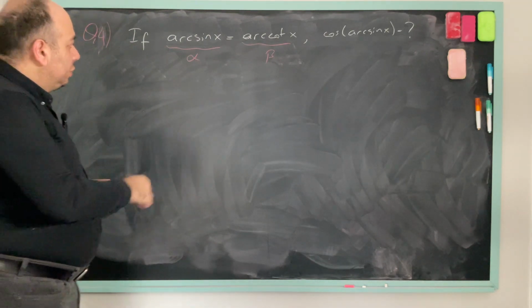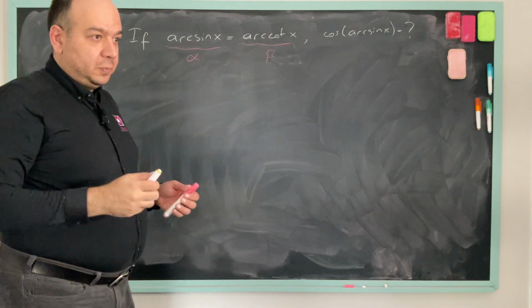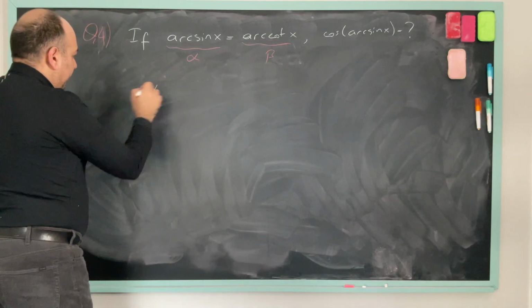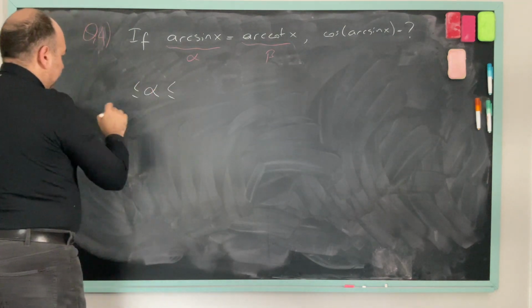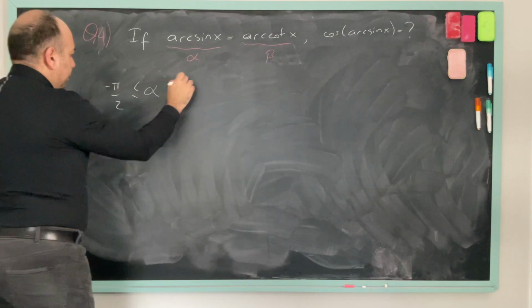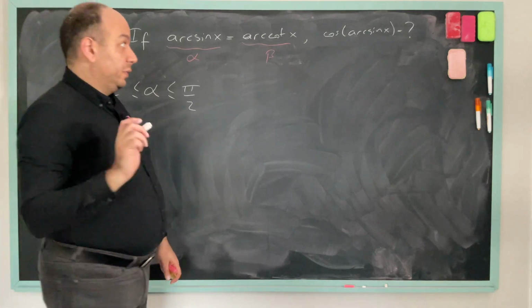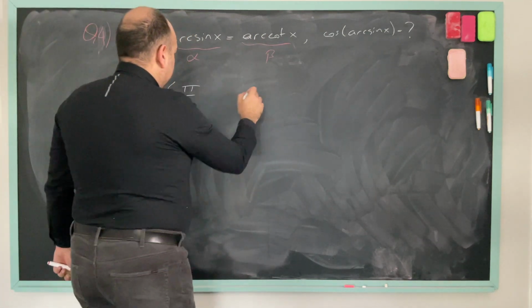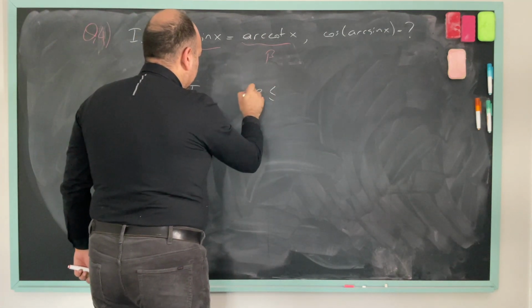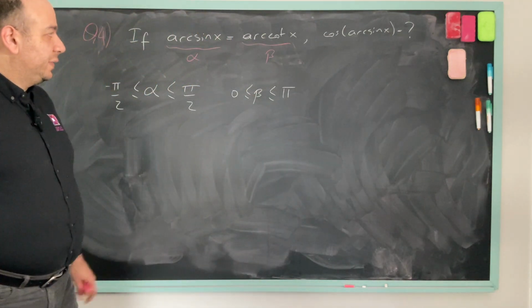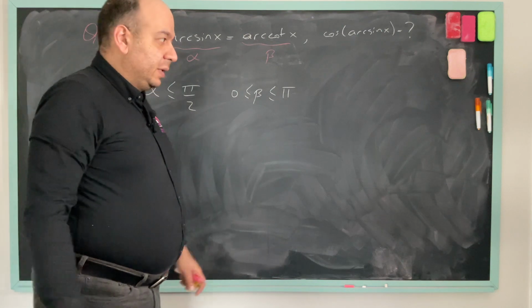From the definition of the arcsine function, you need to make a claim for alpha, right? So alpha must be in between minus pi over 2 and pi over 2. This is how the range of the arcsine function is defined. So let's look at the arccotangent function. Beta must be in between 0 and pi. And this is how the arccotangent function is defined.